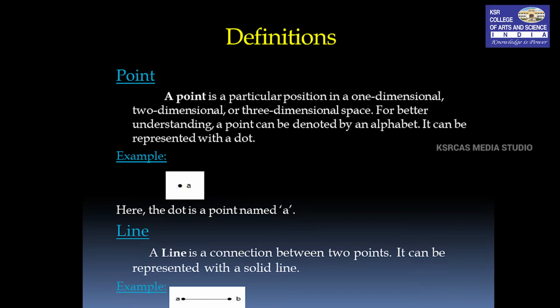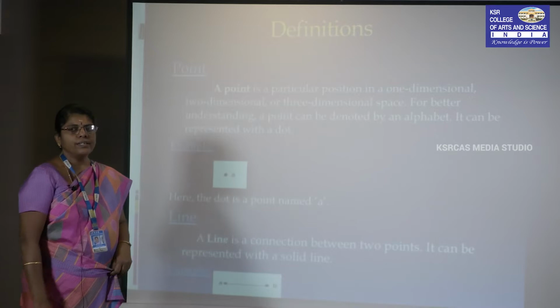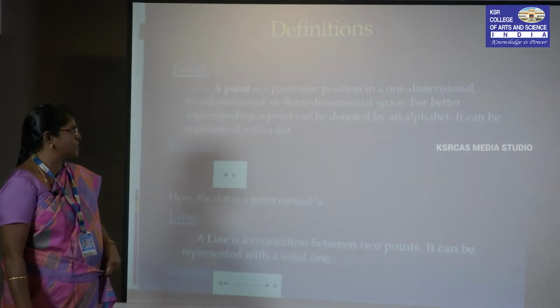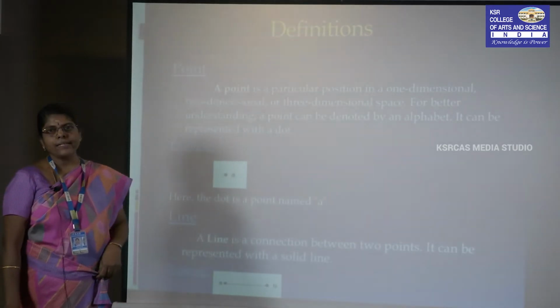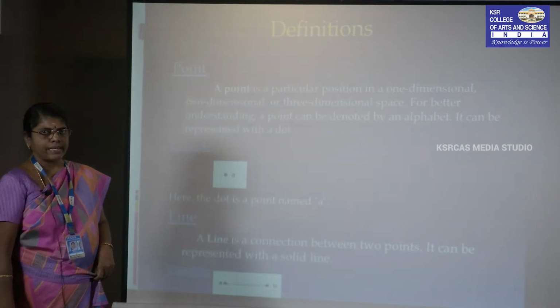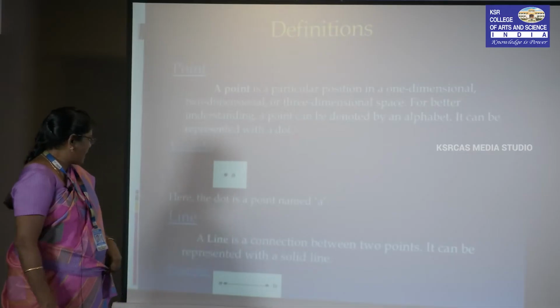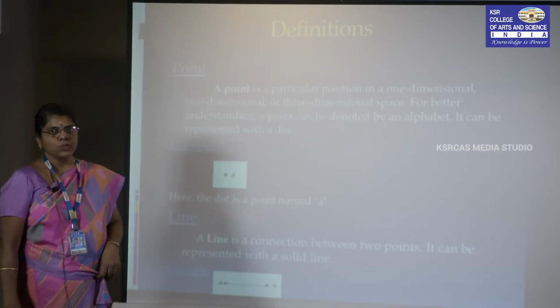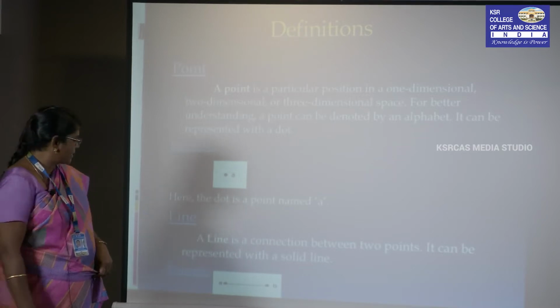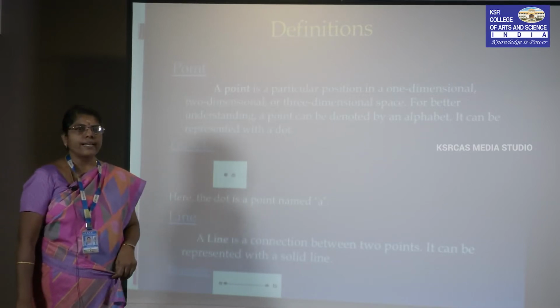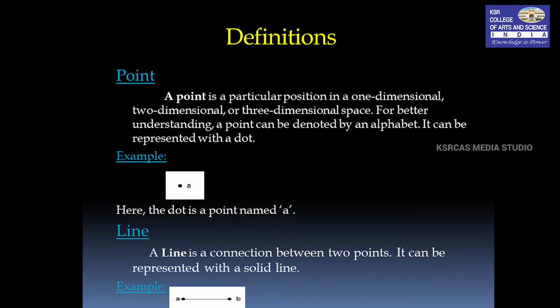First, the definition of a point. A point is a particular position in one-dimensional, two-dimensional or three-dimensional space. For better understanding, we denote the point by an alphabet. In the example, a point is denoted by the alphabet A. And line. A line is a connection between 2 points. A line is always represented with a solid line. In this diagram, the vertices A and B are connected by a line, and this is called the line AB.